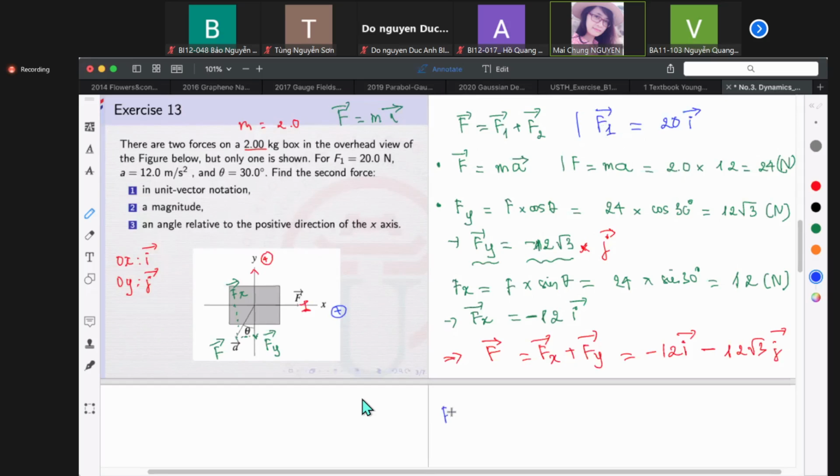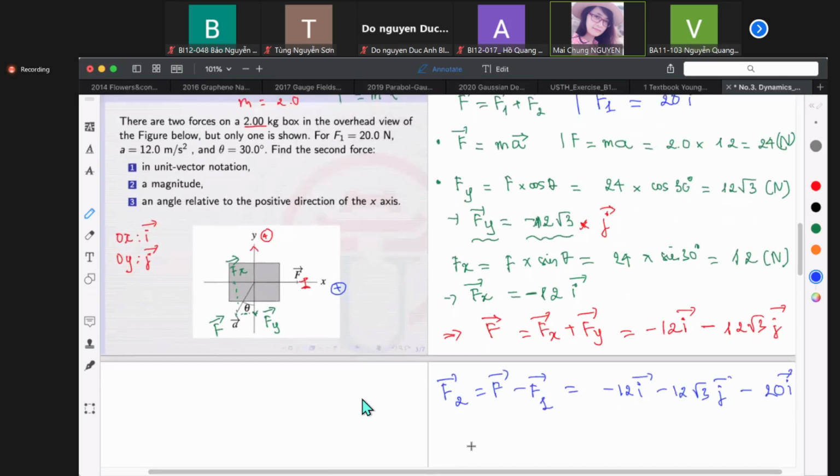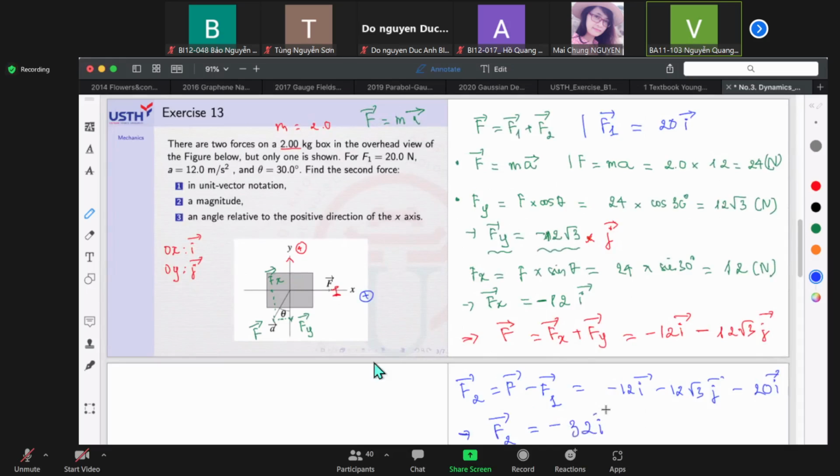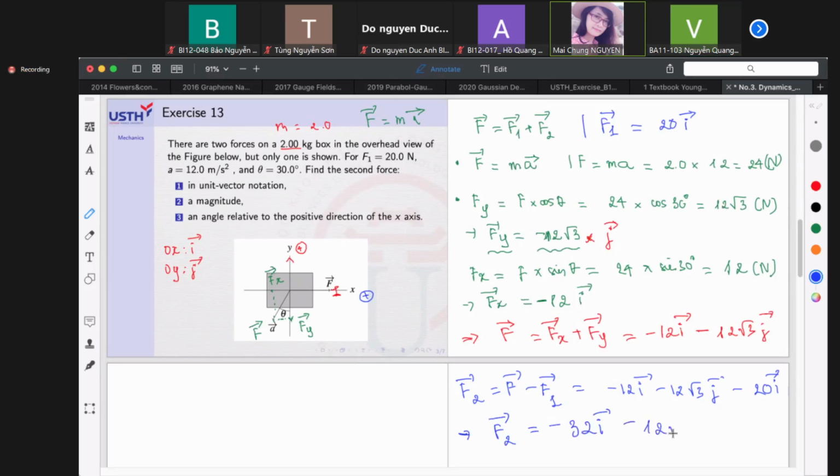So now to compute F2, we take F minus F1, right? For the F, we have the negative i. Yes, now it's quite easy to show for the second force, equal to minus 32i, with the 32 root 3 minus force.